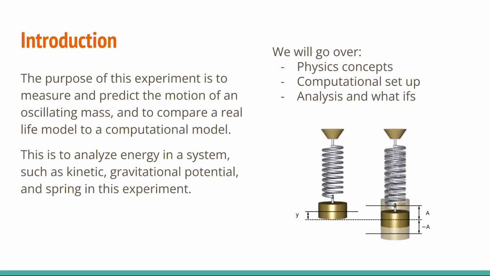Introduction. The purpose of this experiment is to measure and predict the motion of an oscillating mass and to compare this from a real-life model to a computational model. This is to analyze the energy in a system such as kinetic, gravitational potential, and spring in this experiment. In this lab, we will go over the physics concepts behind it, computational setup, analysis, and what-if questions.